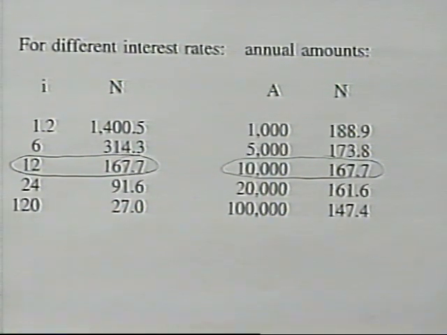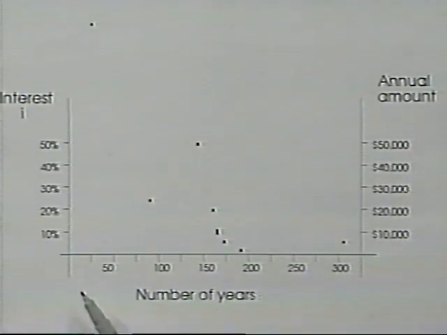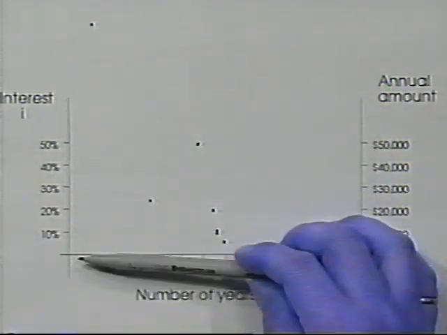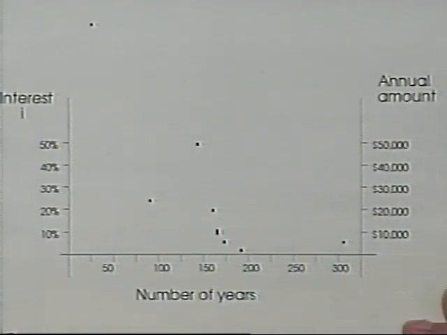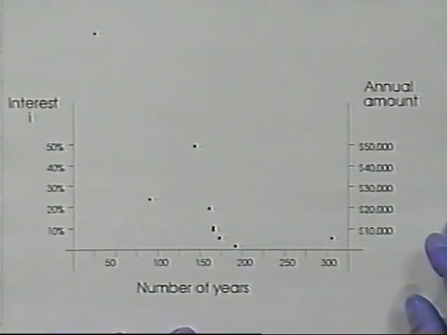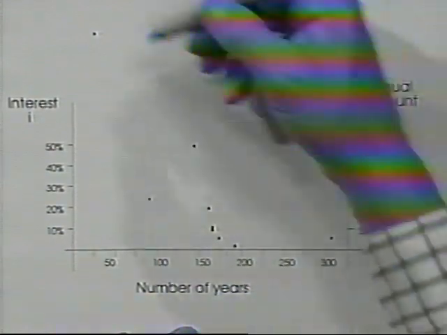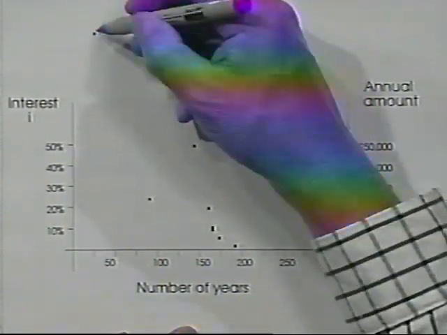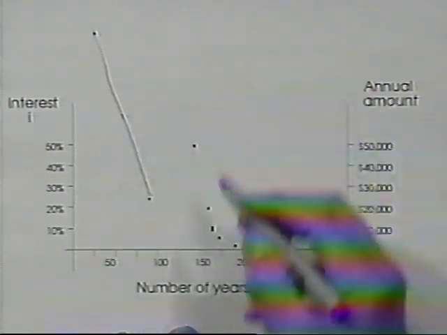Now we can chart this too. Here's a little graph I put together. Along the bottom of the graph are the number of years, ranging from 0 to 325. Along the left side is the interest rate. Along the right side is the annual amount. And I've got as dots the numbers I've calculated. These dots allow us to draw a graph of how the interest rate changes the number of years and how the annual amount changes the number of years. For example, this is for interest rate. I'll connect my dots.